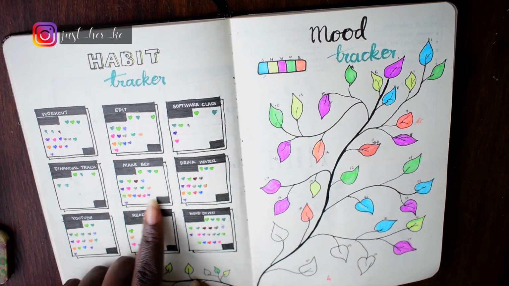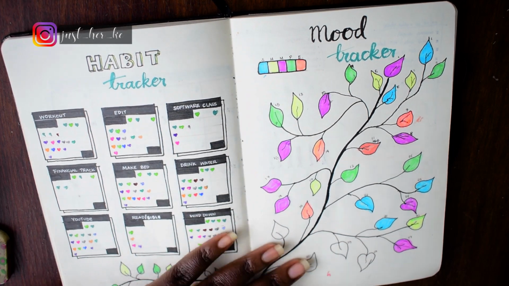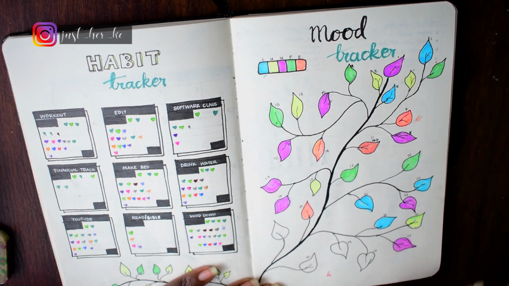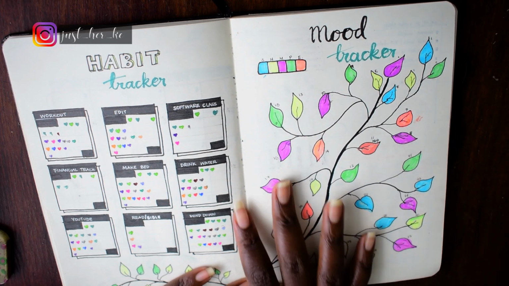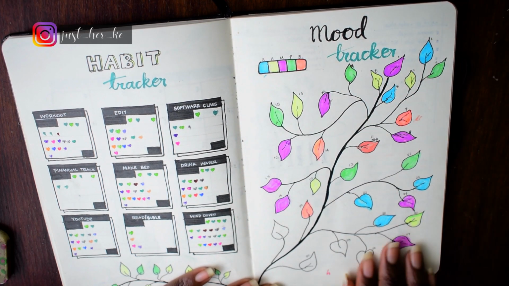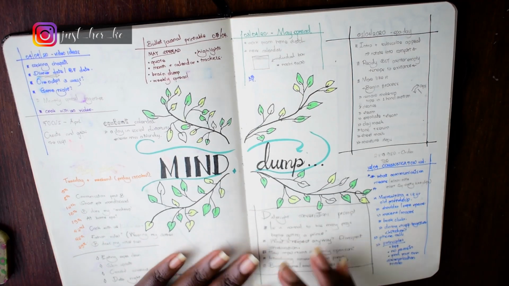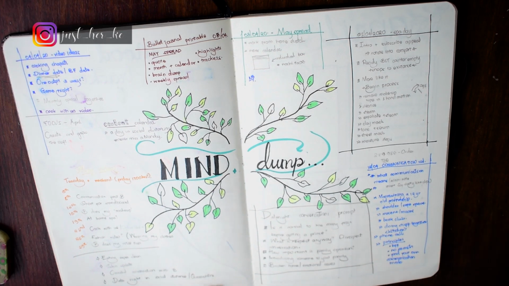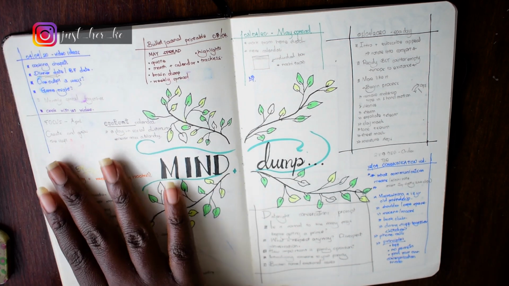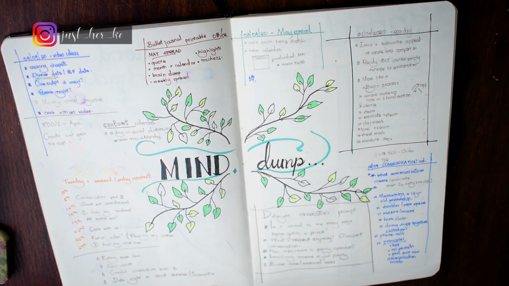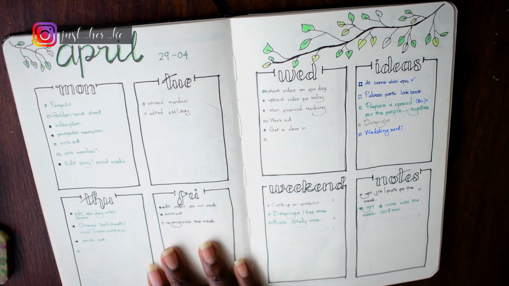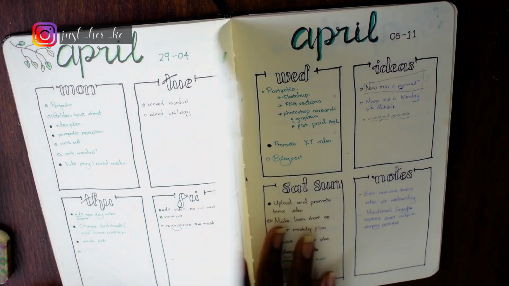On the next page is my mood tracker. I gauged my moods, and I'm not too happy with how I felt in April, but that's good enough. Then my mind dump page just became full. I had a lot of things, a lot of video ideas mostly, that I put in there. Then we go to the weekly spread, which was pretty simple.